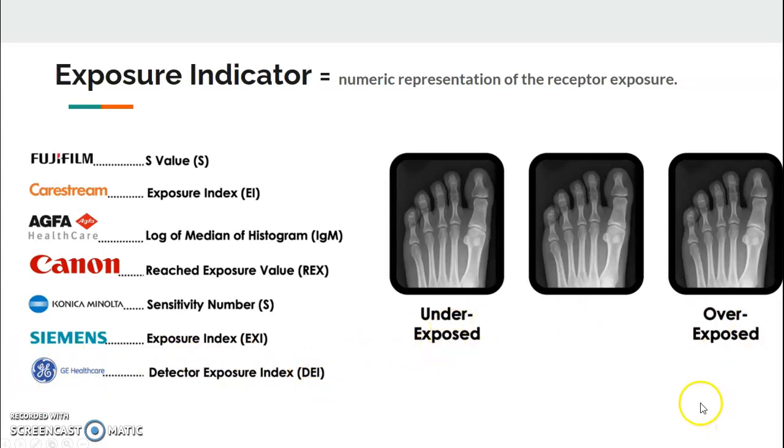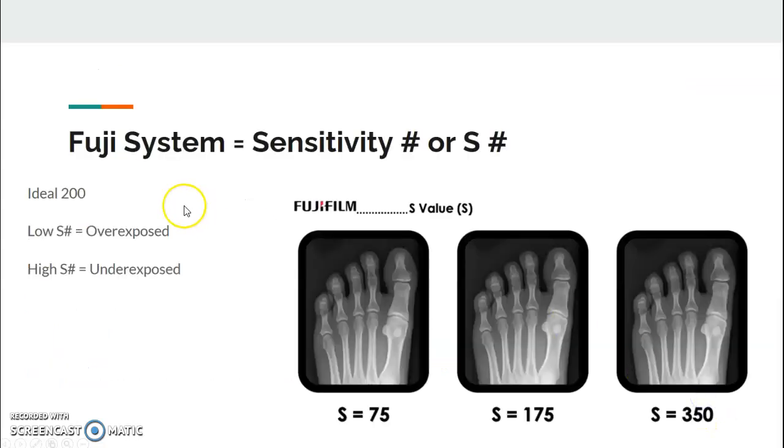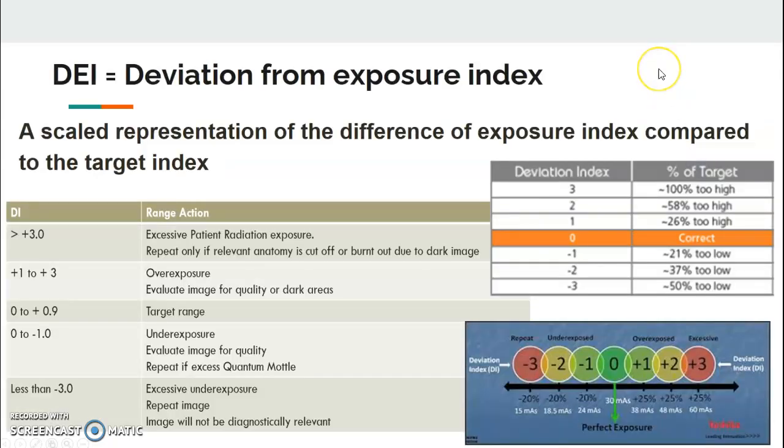It'll tell you if you're under or overexposed. Fuji system, just a reminder, the ideal is 200. And just remember, it's reverse of what you think. So a low S number is actually overexposed, and a high S number is underexposed. So on the image here, the S number of 75 is actually overexposed. The S number of 350 is actually underexposed. Just remember, your CR, your Fuji S number, is opposite of all your digital ones.